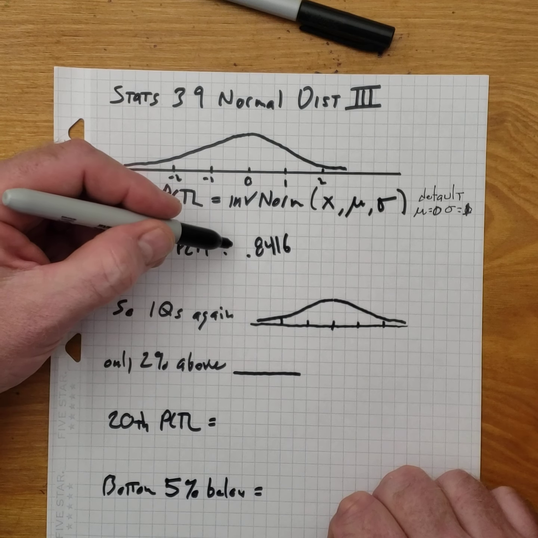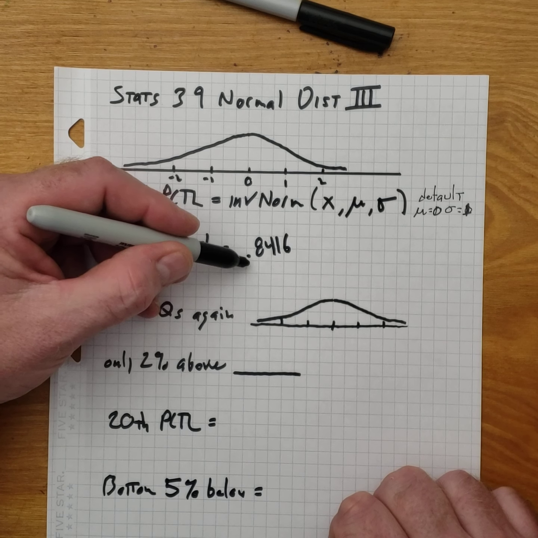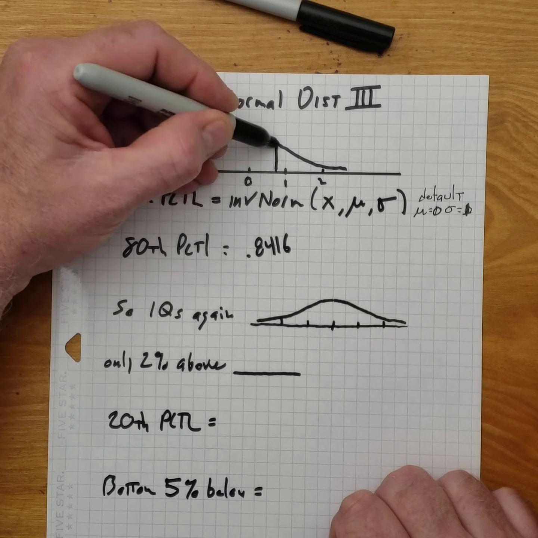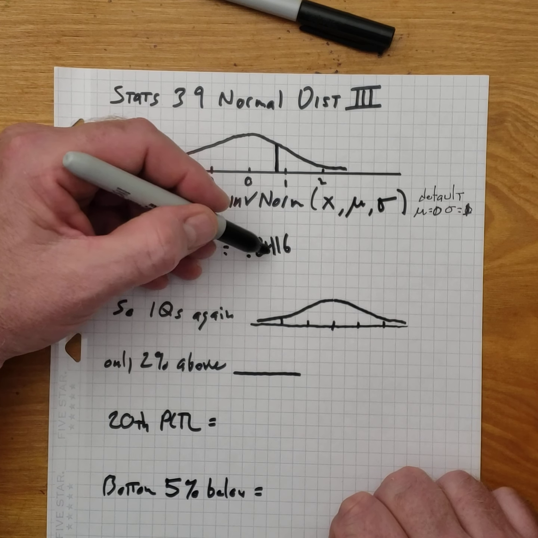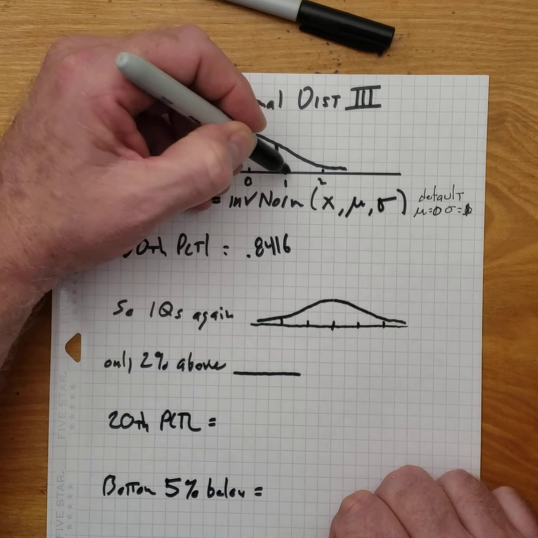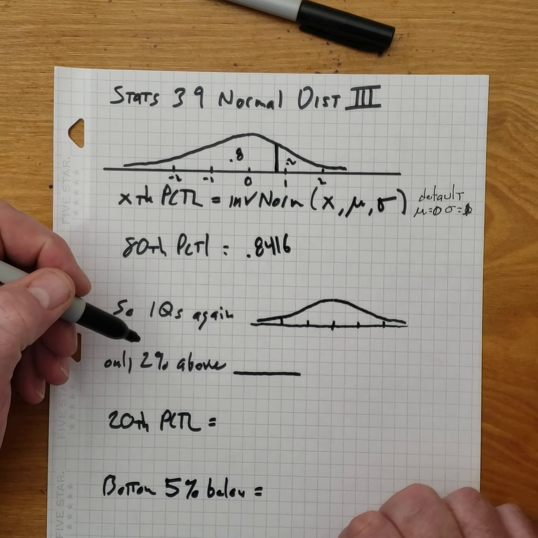It's telling us that 80% fall below a z-score of 0.8416. So that's a little bit less than 1 standard deviation. So 0.8416 standard deviations above the mean. That gives us our 80% below and our 20% above.